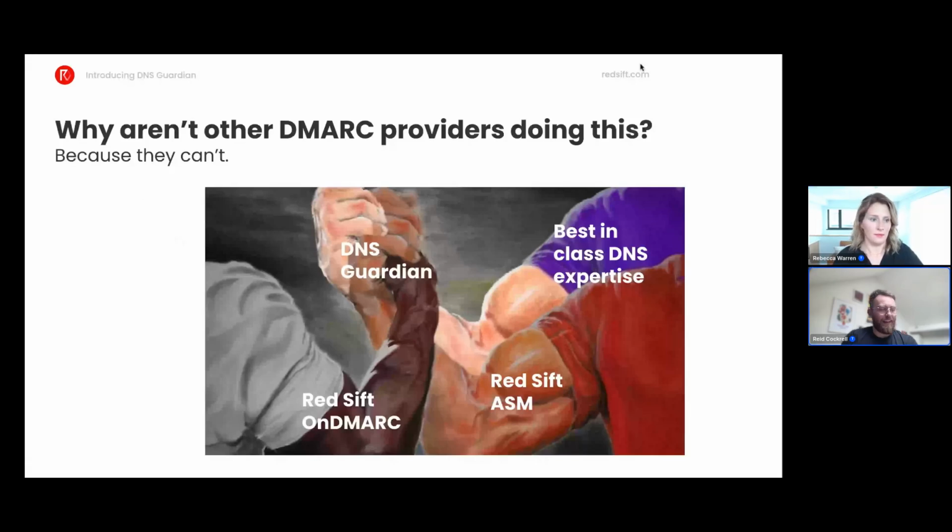Reid, I'm excited for this slide I'm about to share because we get this question a lot, which is, why aren't other DMARC providers doing this? I think this one is a really interesting question. So if we break it down slightly, there's probably three components to this. The first one is best in class DNS expertise. So we have really deep expertise in DNS across the team. I'd love to include myself in that knowledge, but there are people at this company that really make me feel quite silly at times. So it's always good to strive for something else.